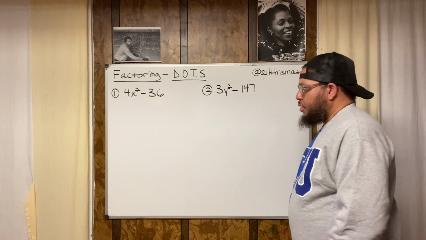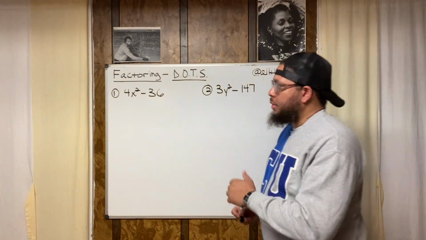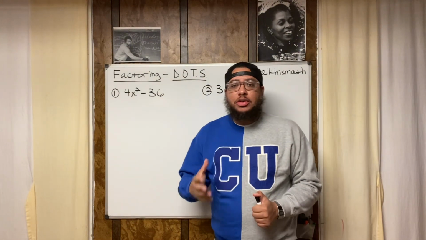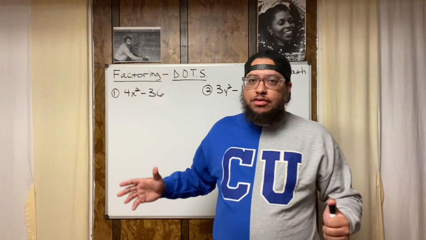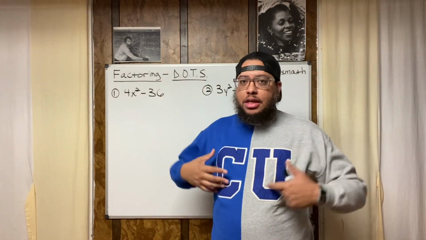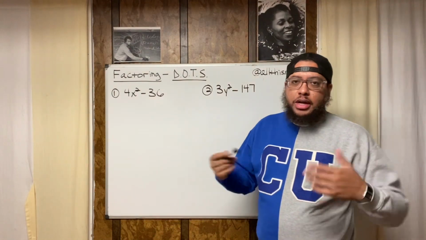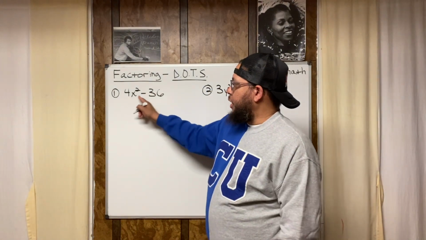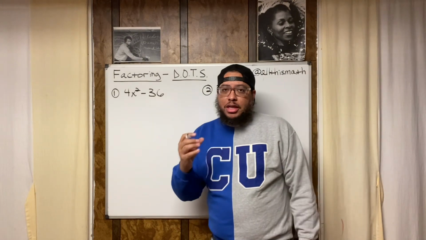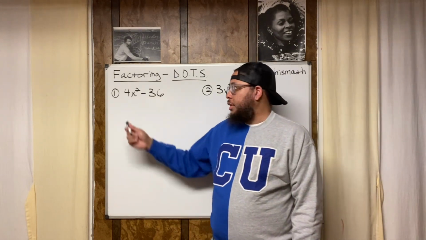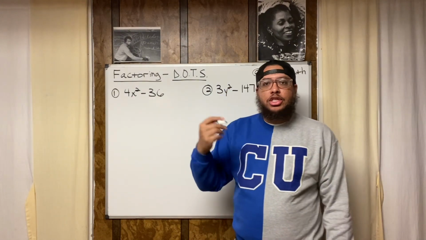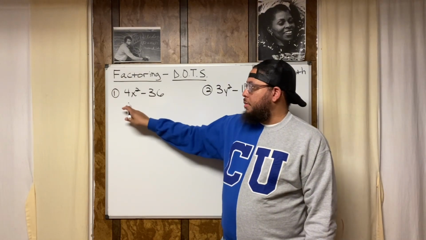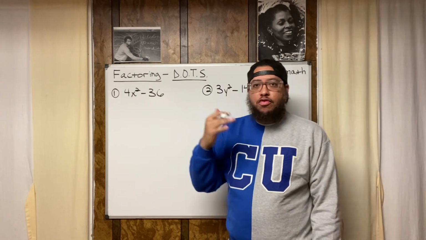What I always tell people is you should always look for a GCF first. You don't have to, but I recommend you do it. I think it makes the work more efficient. So look for the GCF. I see a 4x squared and a negative 36. So what's the biggest factor that those two terms have in common? Out of 4 and 36, it is 4, because I can do 4 divided by 4 and 36 divided by 4. So 4 is my GCF.